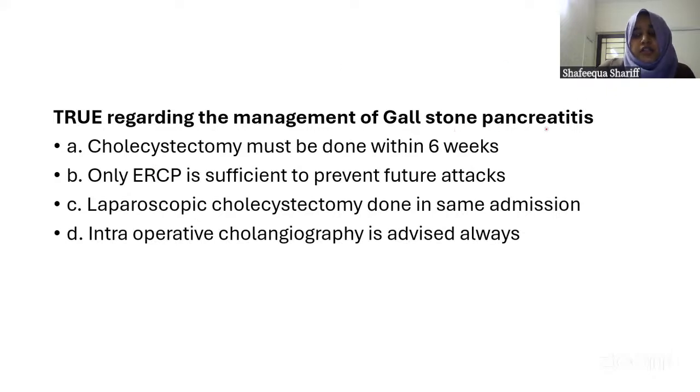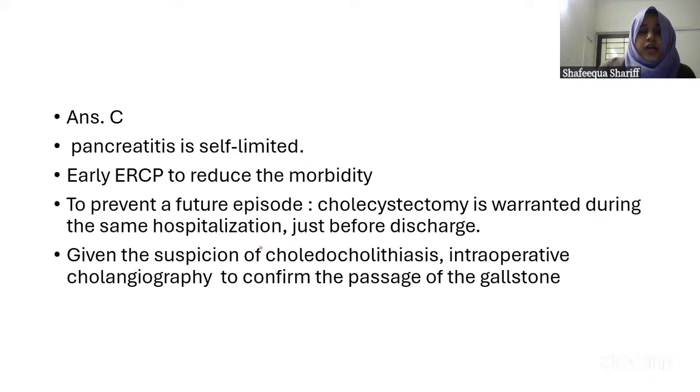In gallstone pancreatitis, the patient usually presents with features of acute pancreatitis. In this situation, only ERCP is not sufficient to prevent future attacks. And cholecystectomy must be done in 6 weeks based on the patient's performance. But what is usually advised in gallstone pancreatitis is that laparoscopic cholecystectomy should be done in the same admission. Intraoperative cholangiography is not always advised. So the answer is C.